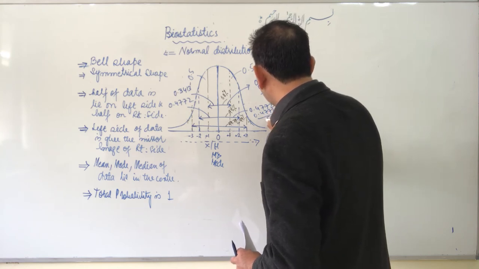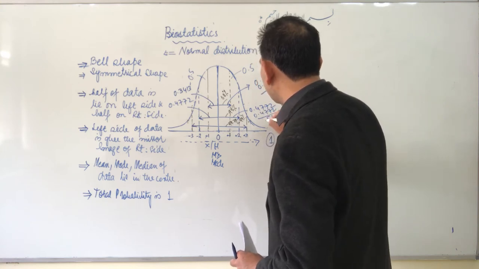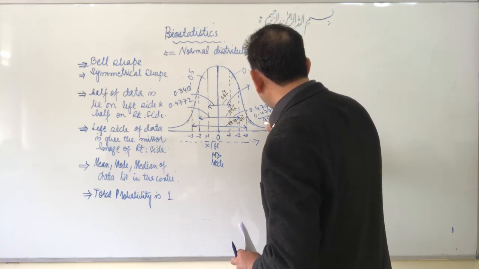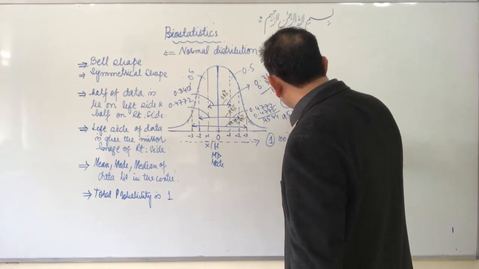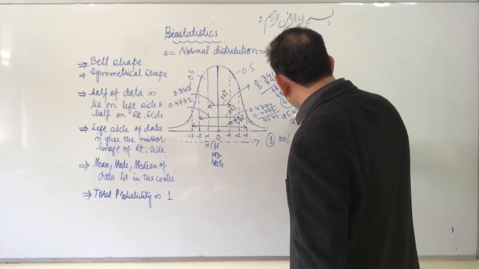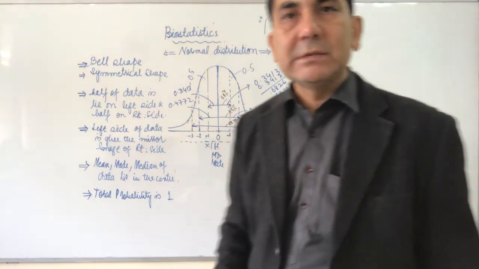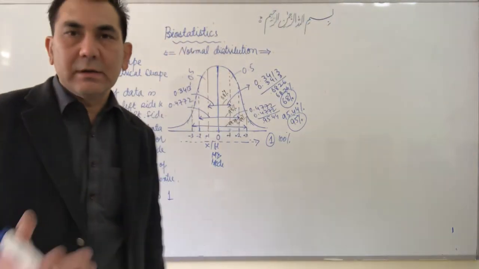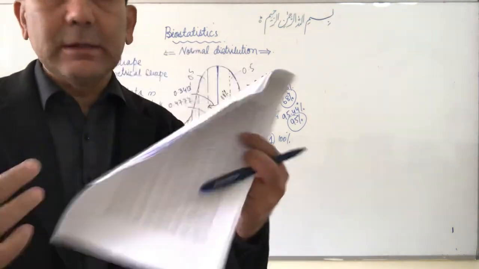0.4772 plus 0.4772 is 0.9544. Then we can say 95.44%, which means we can say that 95% of the data lies within two standard deviations under the normal curve, and we proved it through the Z table.